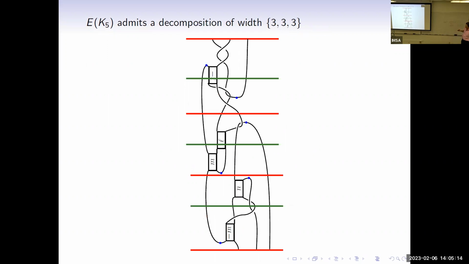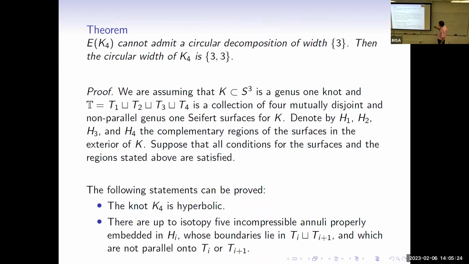But now we have to show that this is the circular decomposition. Just to show for the case of four surfaces, we show that the exterior of K4 cannot admit a circular decomposition with it. Then the circular width is 3. And this shows that these knots are not almost fibered. Then you write basically K4 is not almost fibered.